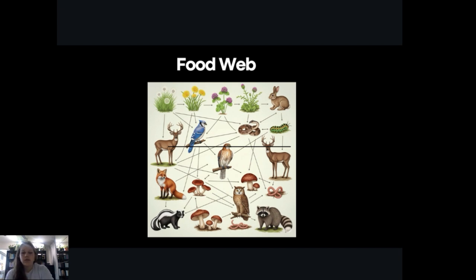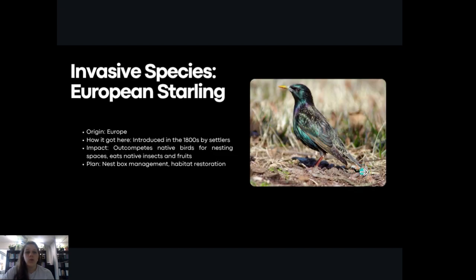The invasive species I chose was the European starling. One threat to this ecosystem is the European starling. These birds were introduced from Europe and have spread across North America. They push out native birds by taking over nests and eating their food. That reduces biodiversity and disrupts the food web. People try to manage them by removing nests and limiting their food supplies.